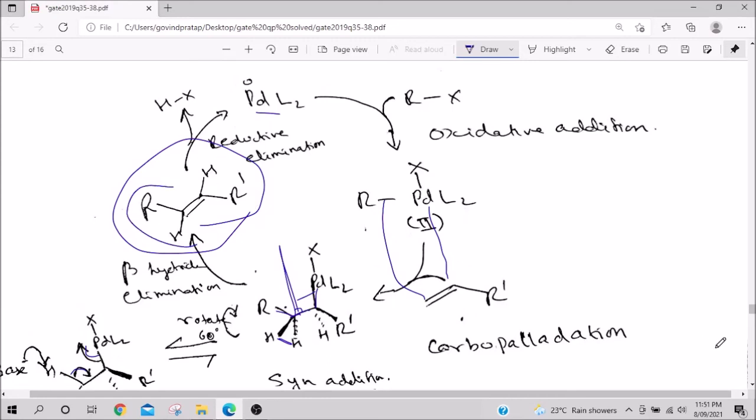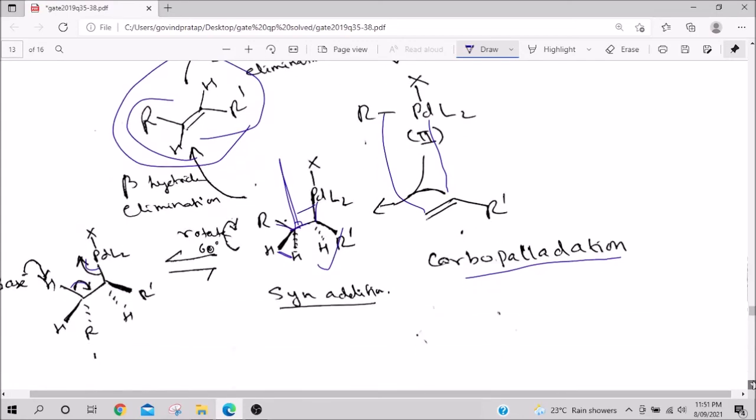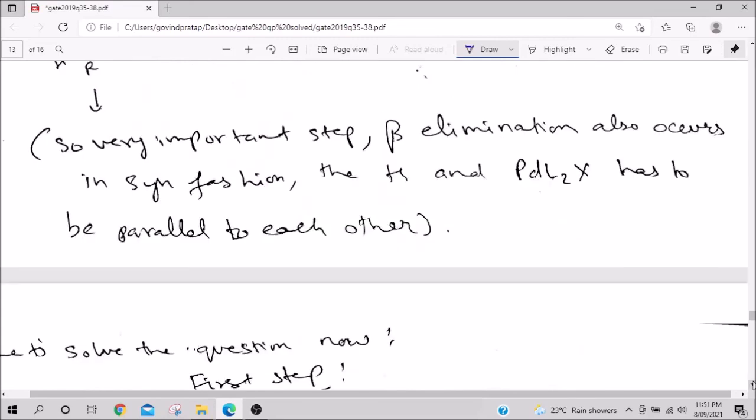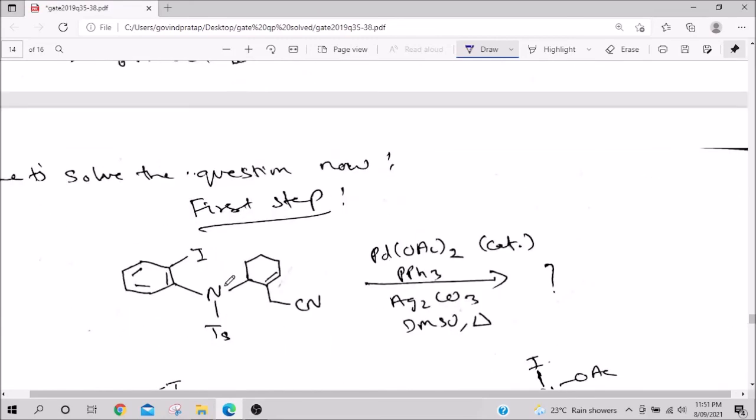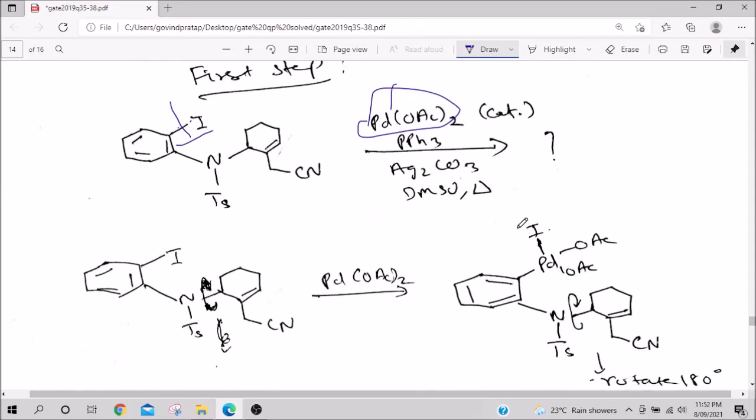Okay, that's what the Heck reaction is, and this step is called carbopalladation, where you are adding this. Okay, let's move on to our question. So now this question is very clear. This is not an alkyl halide but an aryl halide. You are adding Pd(0) twice. So very simply this will break, Pd will get added here, and iodo also will get added on the palladium. So that is no issue with it.